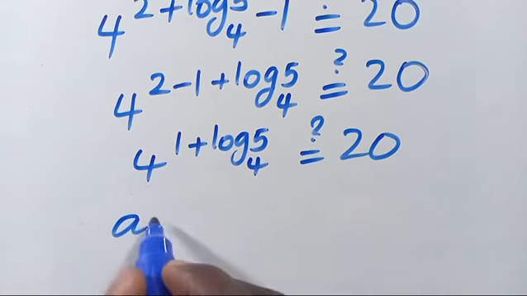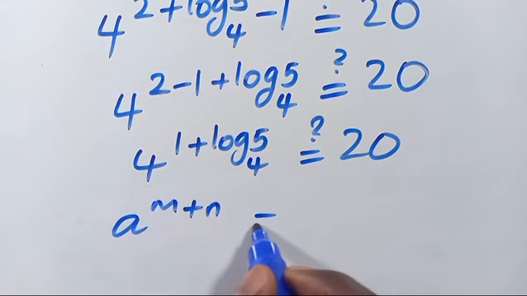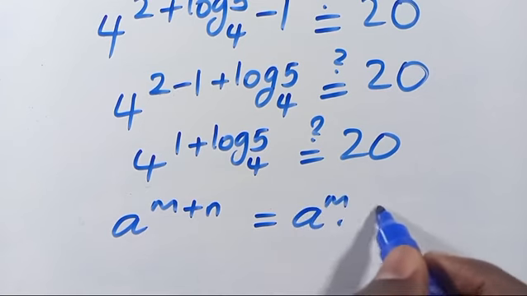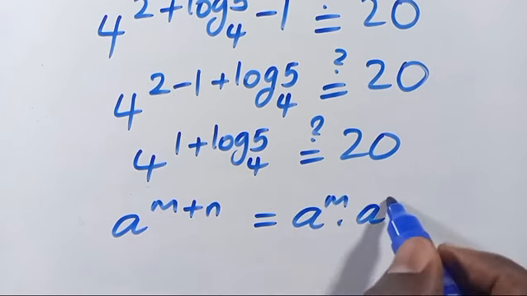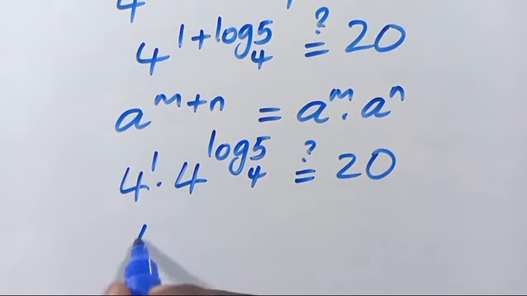Now let us recall that when we have a to the power of m plus n, it equals a to the power of m multiplied by a to the power of n, where our m is 1, n is log 5 in base 4. So here will be 4 to the power of 1 multiplied by 4 to the power of log 5 in base 4. Then this is going to give us 20. So 4 to the power of 1 will give us 4, meaning 4 times 1 multiplied by 4 to the power of log 5 in base 4. It's going to give us 20.